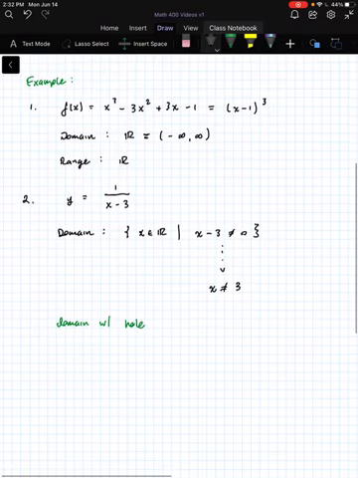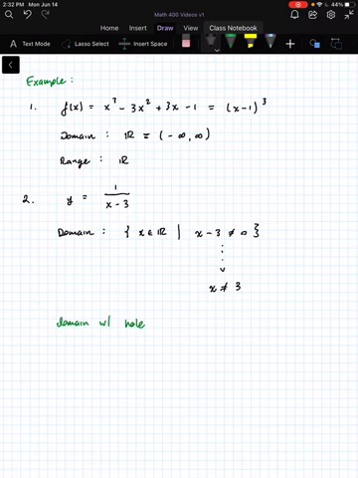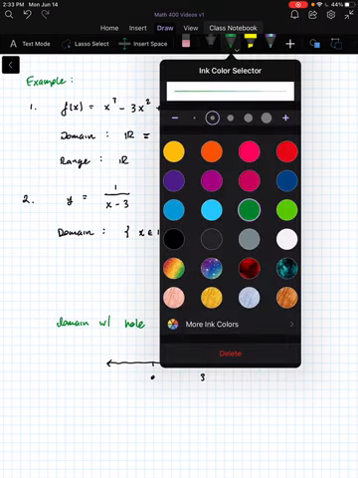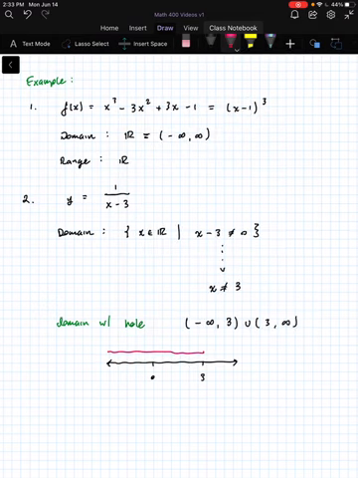So this is an example of where we have a domain with a hole. The hole being some real number that we're not allowed to submit into this function. So our domain is all real numbers except for 3, which we can write in interval notation as the ray that goes up to 3, skips 3, and then the ray that goes from 3 out to infinity. And if we were drawing this on a real number line, we'd be covering the entire real number line except for 3. So just punch out a hole there.